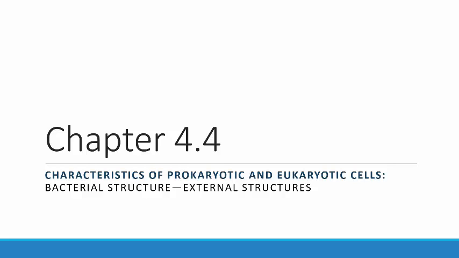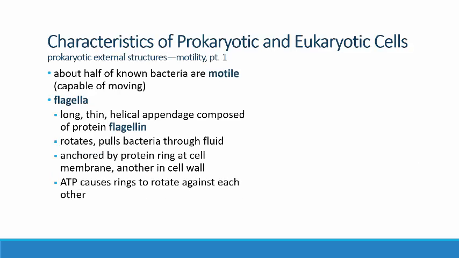In this video, we're going to take a look at some of the structures that are found external to the cell wall of prokaryotic cells. So we'll start by talking a little bit about motility. That's just the ability of bacteria to move around. So motile bacteria are ones that are capable of directed movement. And here we're not talking about Brownian motion.